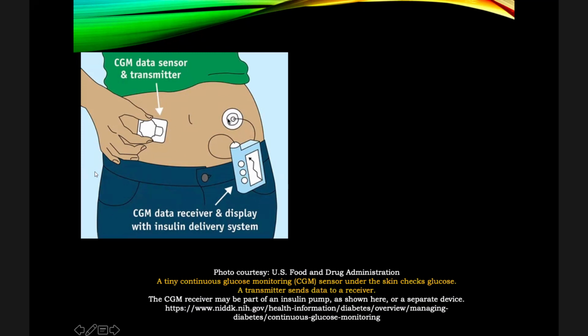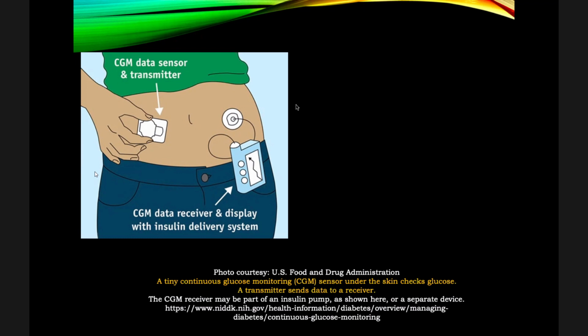Ay, ididikit mo lang siya, ma'am. Kaya pala fat tissue. You know the glucose level. Remember, guys, that the excess glucose is also stored in fat depot or adipose tissues. So nakalagay dito guys a tiny continuous glucose monitoring sensor, ito yun guys, sensor under the skin checks glucose and a transmitter sends it here. This is the receiver. The transmitter sends it here, the actual reading.